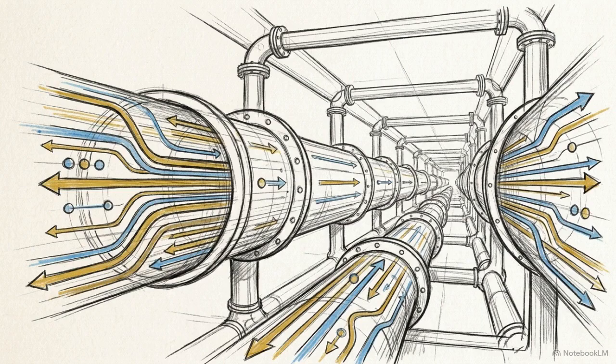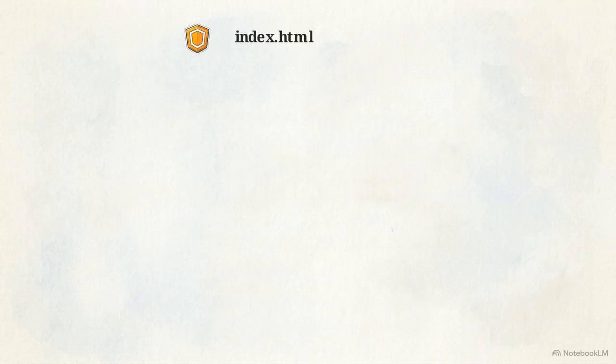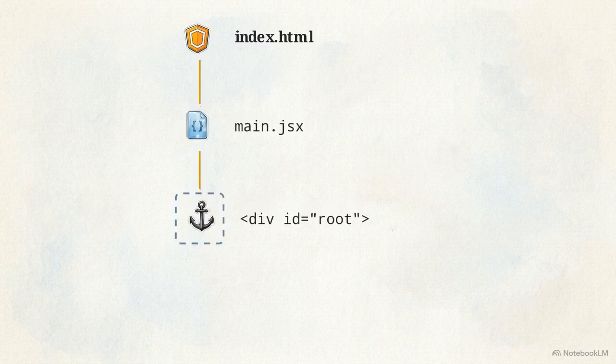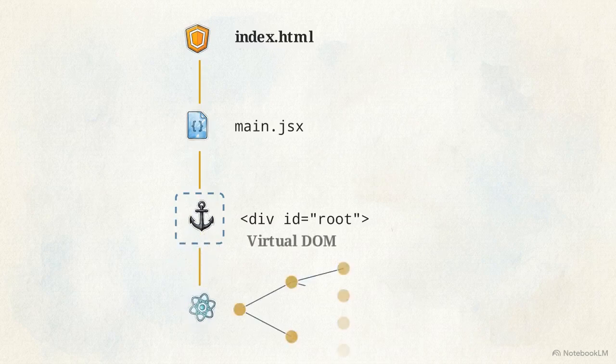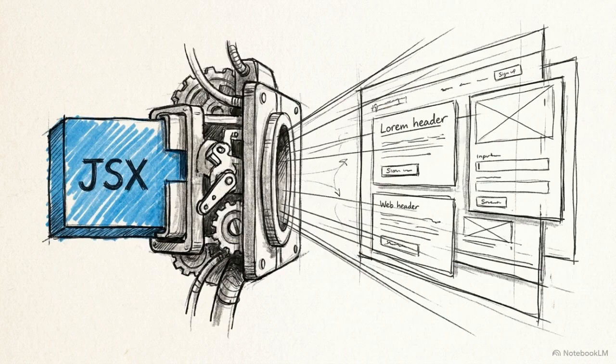Now, let's review the complete rendering pipeline. We begin with the static index.html document. Inside it, a script tag explicitly injects main.jsx. That script extracts the empty root div, hands it to React to generate the virtual DOM, and passes in the correctly formatted JSX payload to render the final user interface.